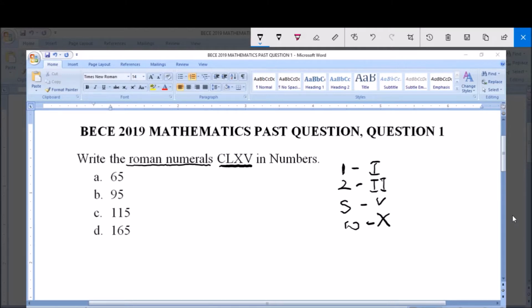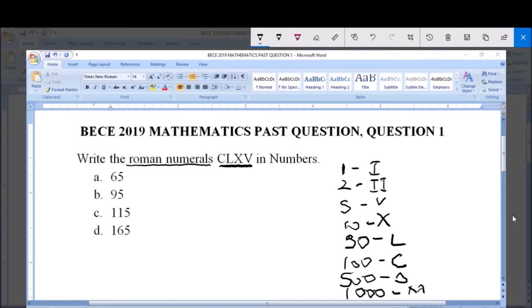Then you have your 50. 50 is represented by L. Then 100 is represented by C. Then 500 is represented by D. And then 1000 is represented by M. Now all these are the basic Roman numerals, and from these other Roman numerals are derived.